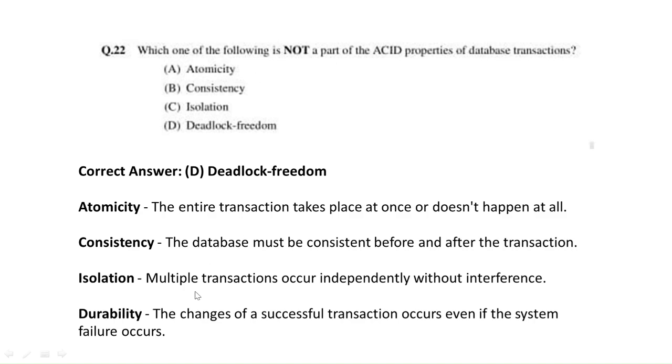And here the definition of each of the following terms is given. Atomicity is nothing but the entire transaction takes place at once or doesn't happen at all. And the data must be consistent before and after the transaction. Isolation is multiple transactions occur independently without interference. Durability is the changes of a transaction persist even if a system failure occurs. So the correct answer would be deadlock freedom.